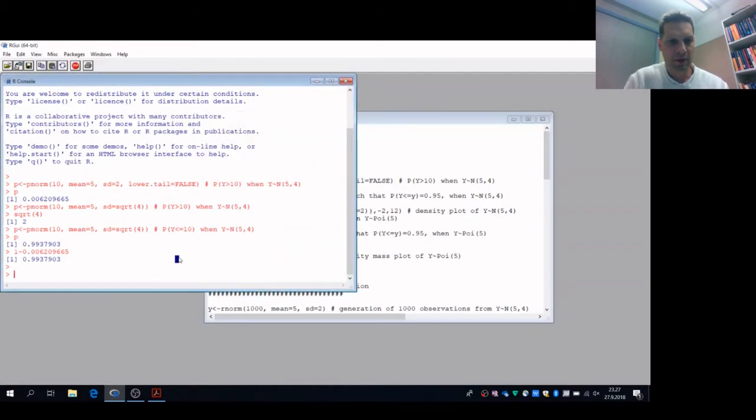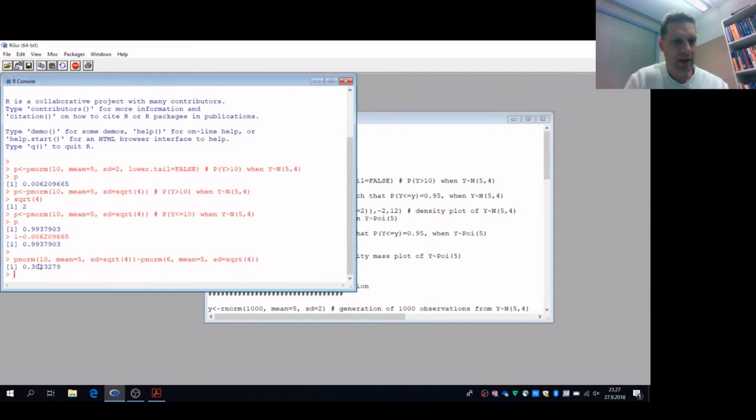For example, if you want to calculate the probability that y is between 10 and, let's just say, 6, then we could use it in this way, so that we calculate the probability that y is less than or equal to 10 minus the probability that y is less than or equal to 6. So this gives us the probability that y would end up being some value between 6 and 10, and that would be something like 30%.